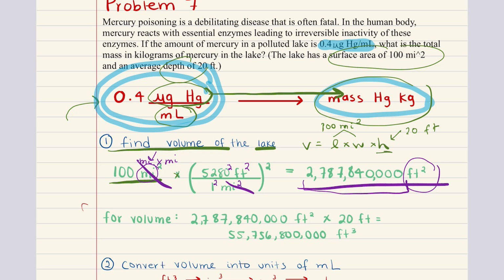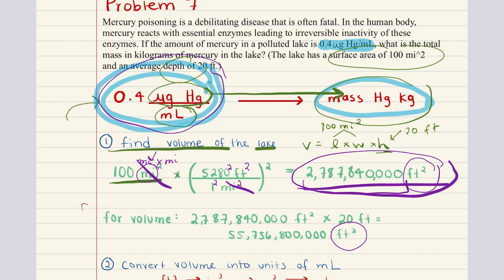Now for volume, we can take this number, multiply it by the height or the depth, which is 20 feet. And this way we get the volume. The volume is going to be in units of cubic feet. Okay, cubic feet, that's okay. We can't multiply the concentration by cubic feet because cubic feet and milliliters, they're not in the same units for volume. So our second big step is to convert our volume into units of milliliter.